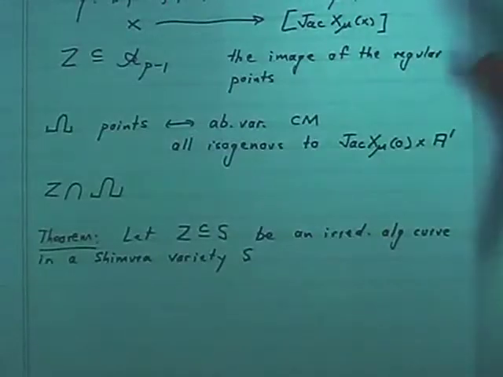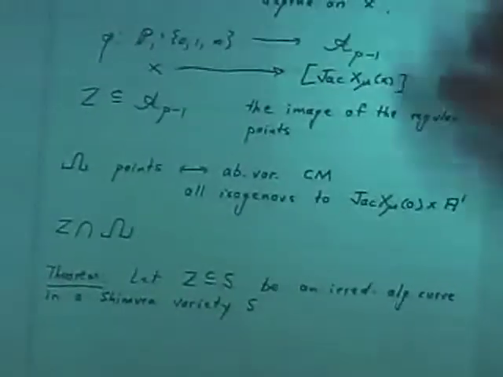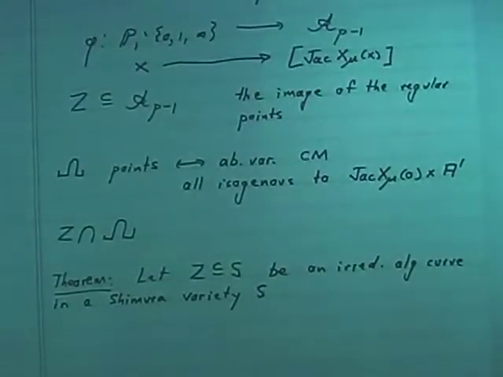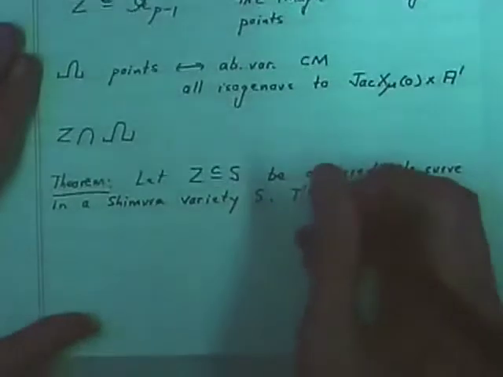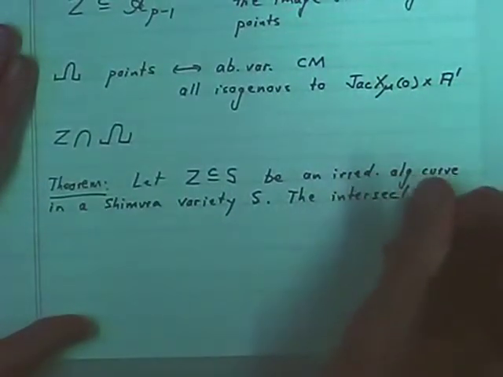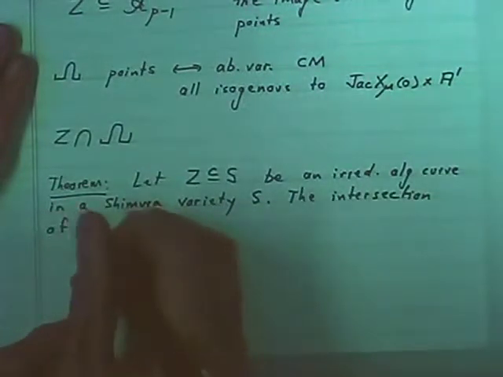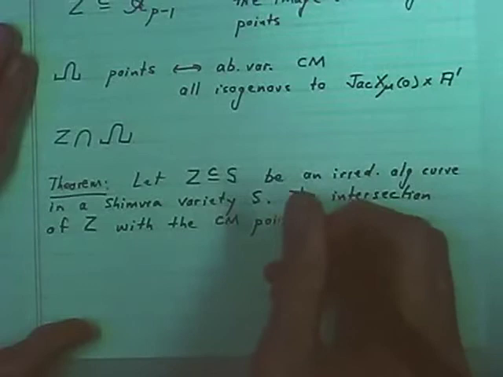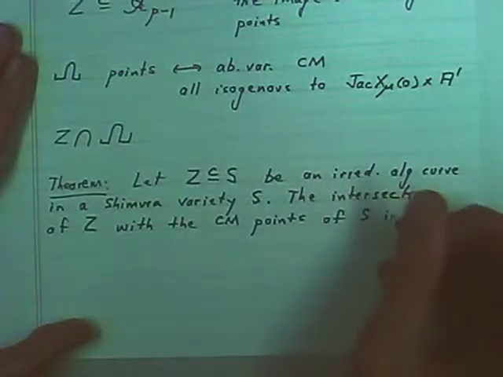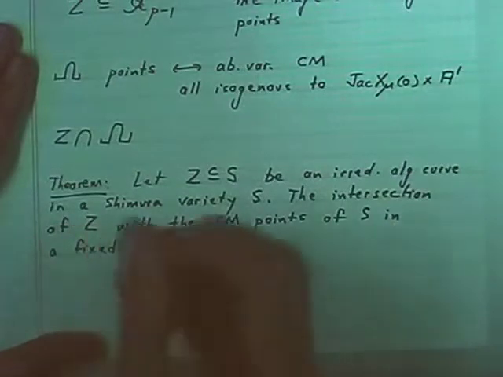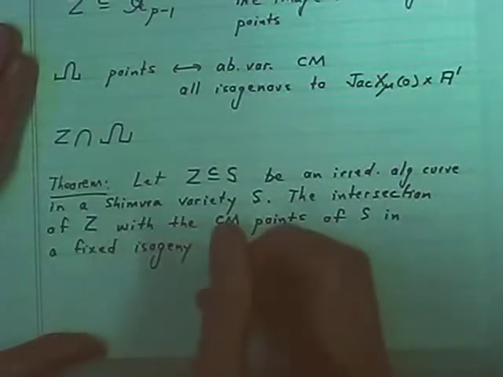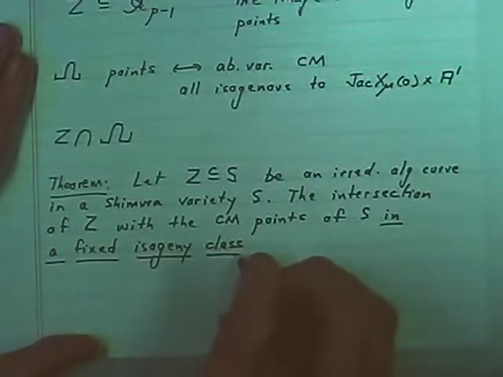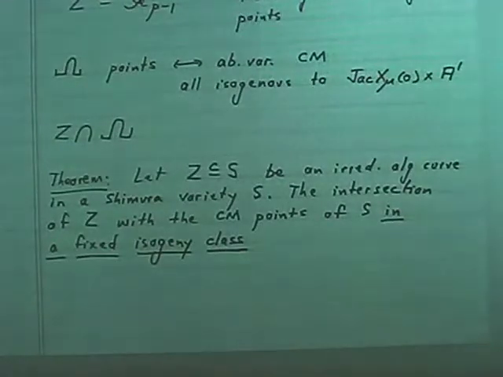And they don't use at all the classical language of Shimura. So, I mean, they don't need in their paper to consider abelian varieties at all. But I'm going to just consider the case where the Shimura variety is actually a moduli space for abelian varieties. So then the intersection of Z with the CM points of S in a fixed isogeny class. So it's this extra condition which is added on to the original André-Oort conjecture, and the reason that you don't have to use the Riemann hypothesis in the proof.